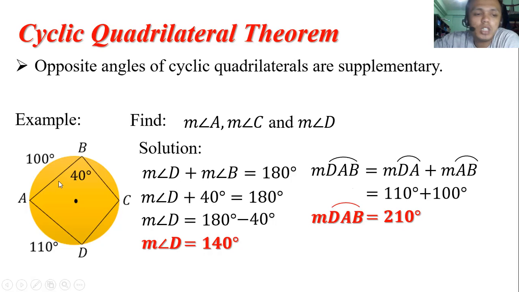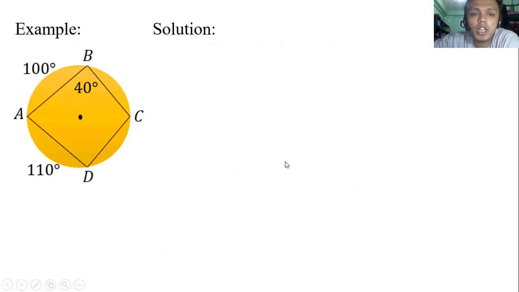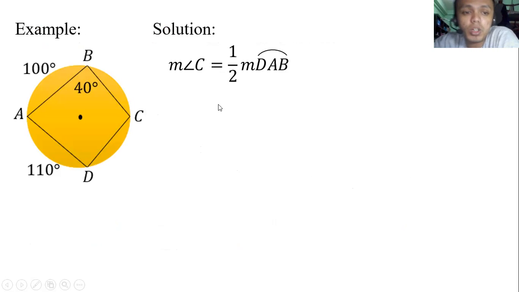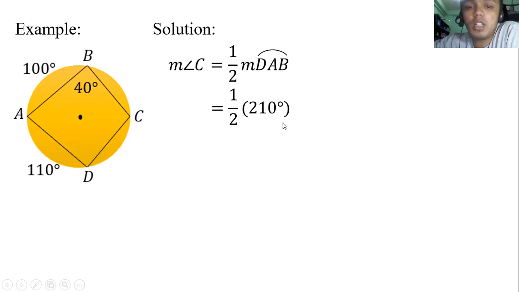Now, since nakuha na natin yung intercepted arc ng C, we are going to apply na yung inscribed angle theorem. Wherein, your measure of angle C here is equal to 1/2 of its intercepted arc, which is measure of arc DAB. Again, what is your DAB? That is equal to 210 degrees. Then, multiplied by 1/2 or divided by 2, then we have 105 degrees for your measure of angle C.